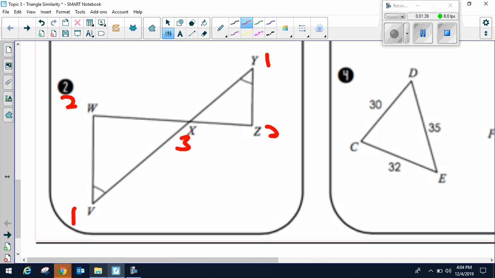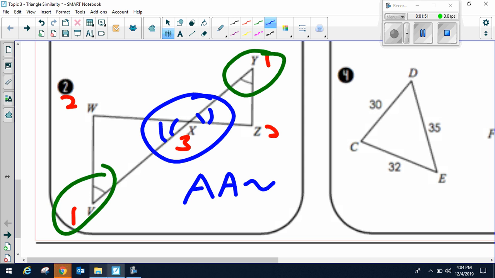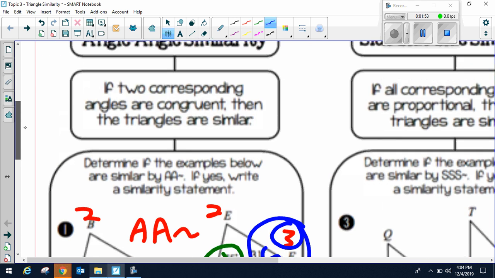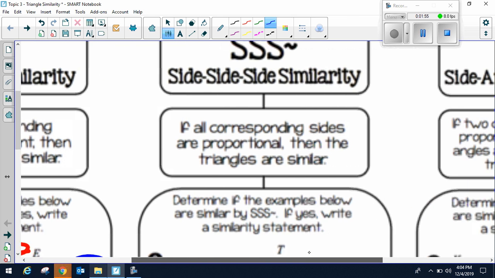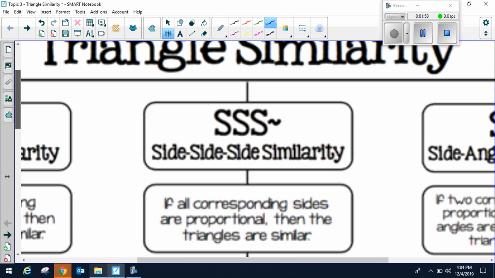So, again, same thing here. Angle 1 is congruent to the other angle 1, so that's good. And in the middle, you have a set of vertical angles, which means these are congruent. So you have two sets, so that's by angle similarity. Okay. For side, instead of showing that they are congruent, we're going to show that they are proportional.